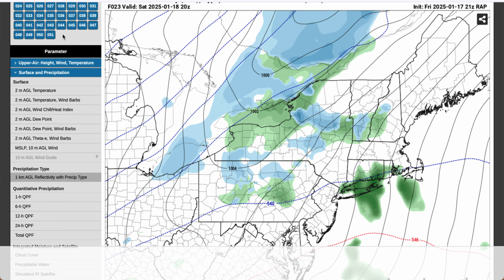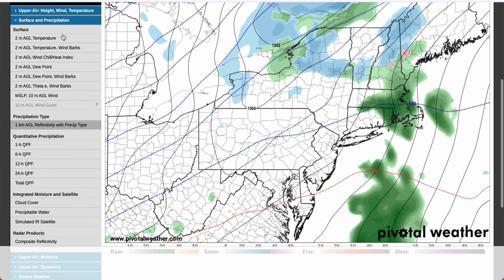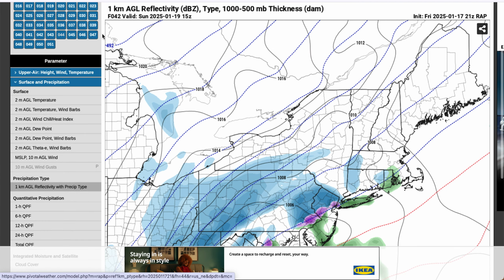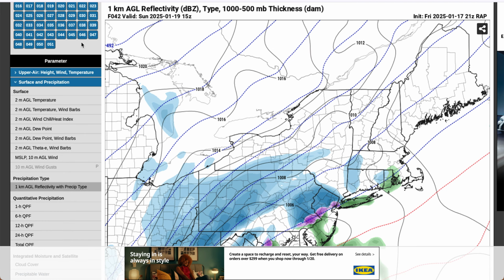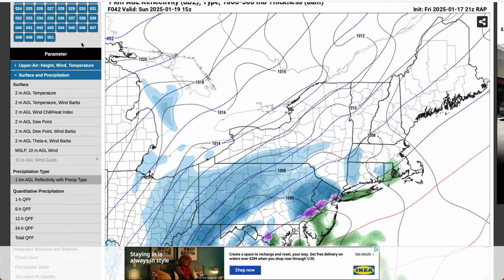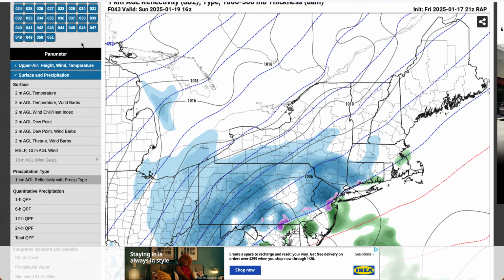So first of all, we saw before the RAP model is incredibly fast, and it brings in the storm around Sunday as early as, what would this be? This would be around 10 a.m. Eastern, as early as 10 a.m. Eastern snow is starting, whereas most of the other models have it starting in the afternoon.